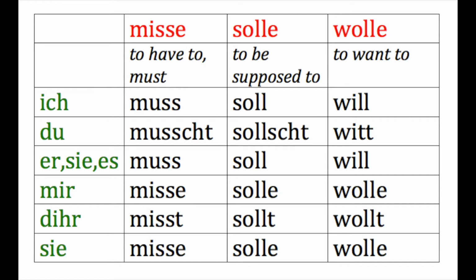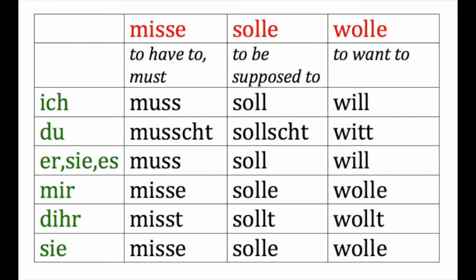So the first one is misse, which means to have to or must. And when we conjugate that out, it becomes muss, so the I changes to a U. Muss, musht, muss, misse, mist, misse. Okay. The next one, solle, to be supposed to. No spelling change on this one. This one's an easy one. Goes to soll, sollst, soll, solle, sollt, solle.